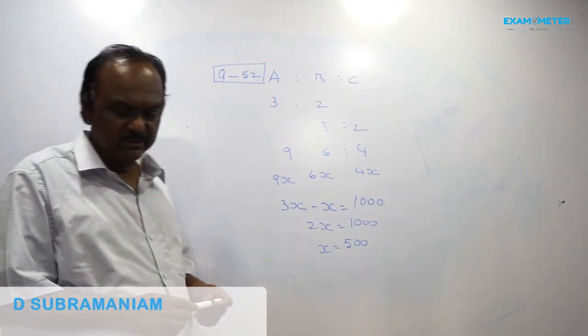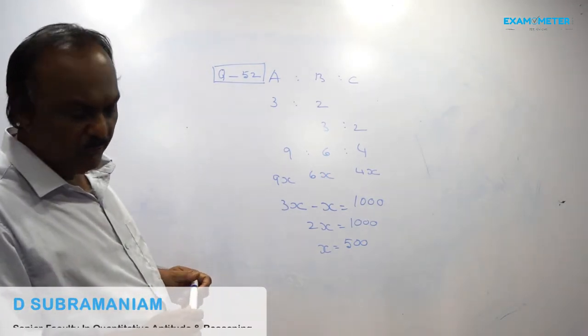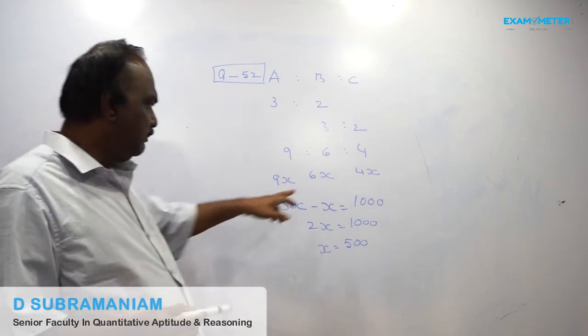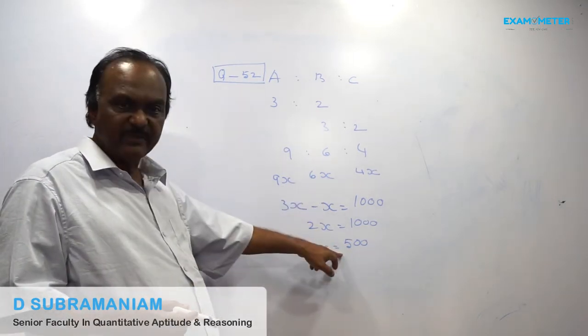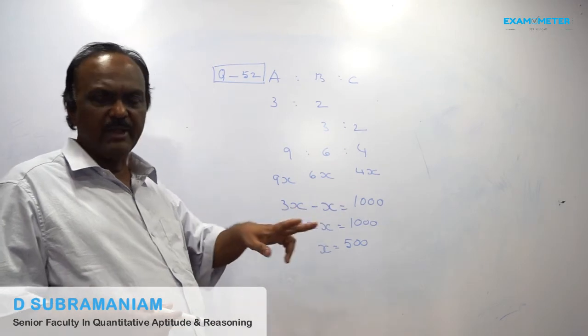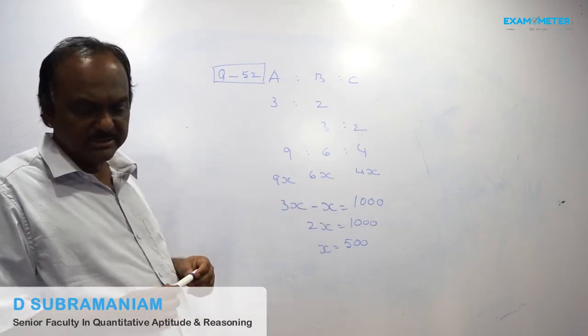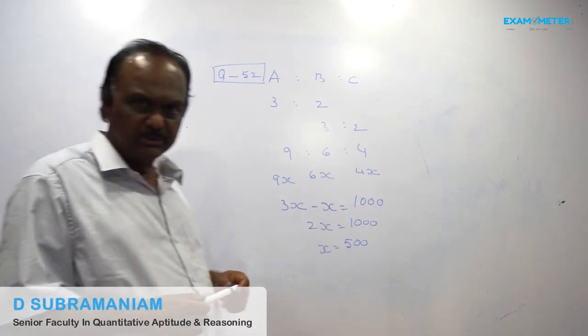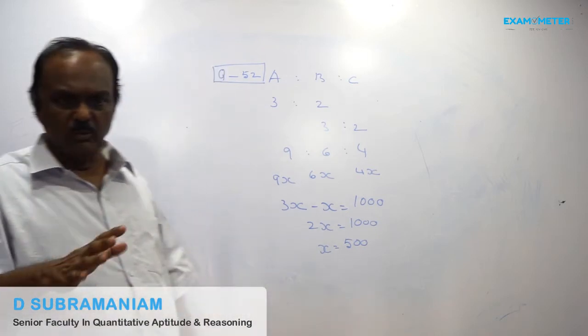That means x is equal to 500. Now we have to find out B's income. B's income is 6x. X value is 500. 6 into 500, 3000. So the answer is 3000. That is multiple choice C. I will tell once again.